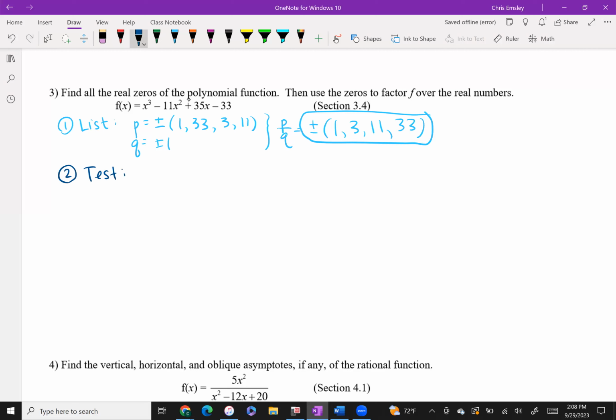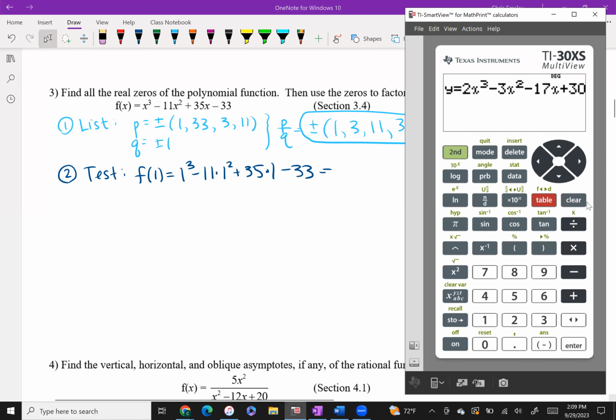Test by substitution. So if I want to test the value x equals 1, I plug 1 into this polynomial. You can do this with your calculator. This is where I do recommend, if you have the multi-view, that we would want to use that table button, because that allows us to test several x values without having to recalculate things.